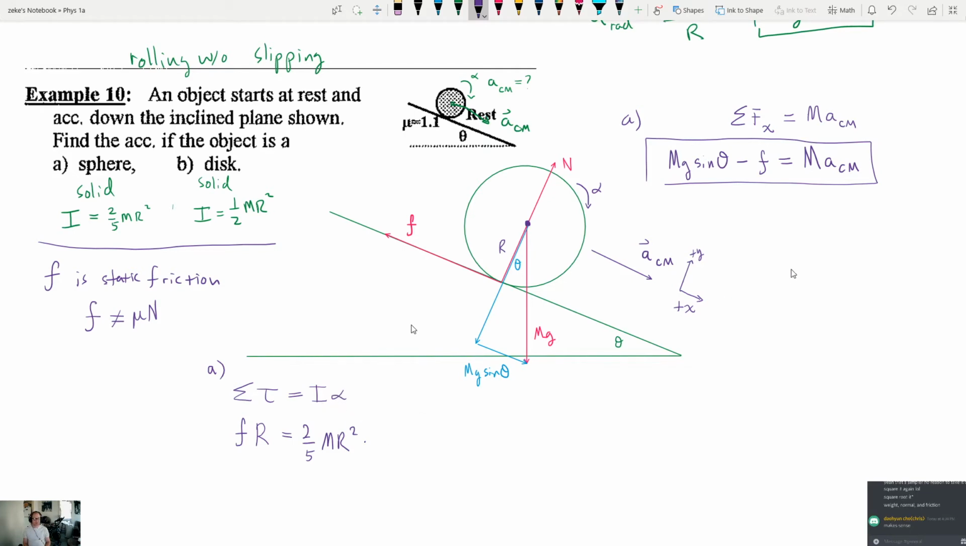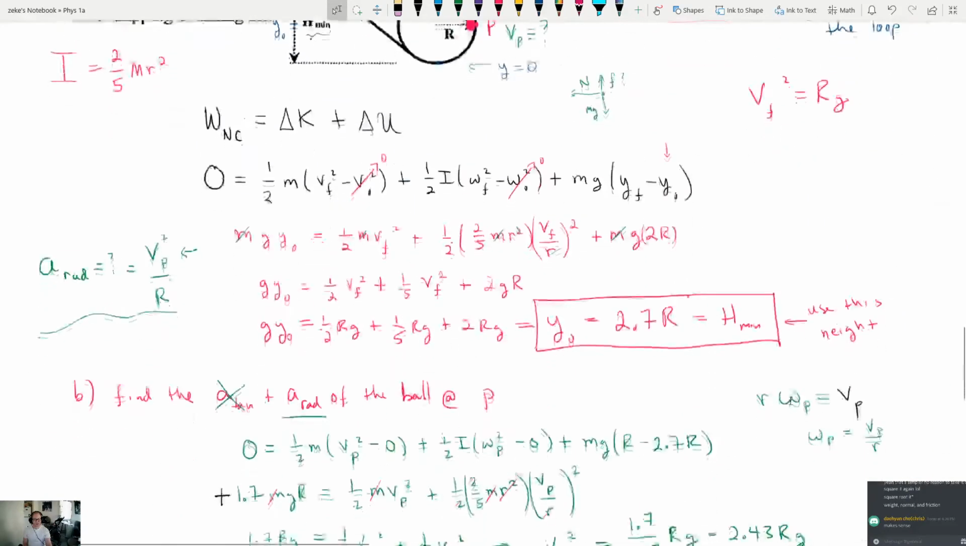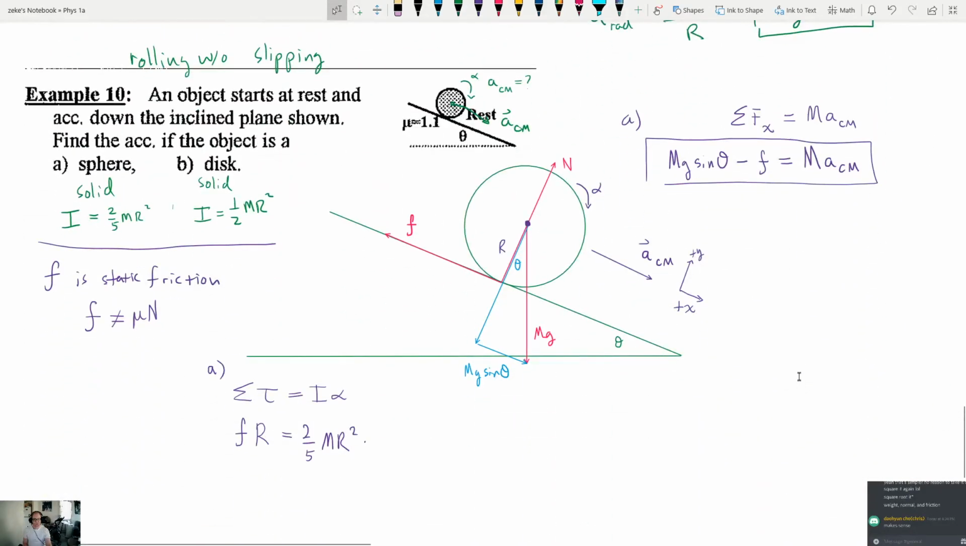The next thing that we're going to do is use the other condition for rolling without slipping. These are the two conditions: omega r has to be equal to v_CM, or alpha r has to be equal to a_CM. Angular acceleration times radius is equal to the acceleration of the center of mass. So we're going to make that replacement down here. We have I times alpha. Instead of alpha, we're going to say alpha is equal to the acceleration of the center of mass divided by the radius. So if we plug that in here, we're going to have a_CM divided by R.